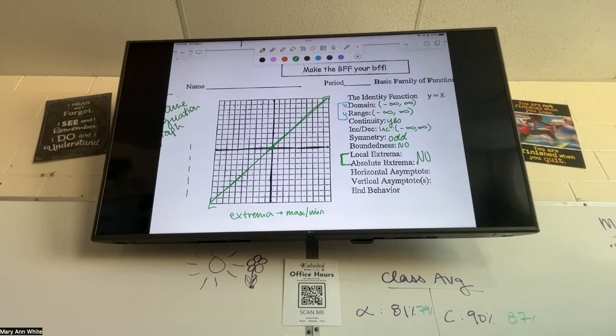Okay, those only happen when we get really, really close to something, but we never touch it. There are only a handful of these BFF graphs that have asymptotes. This is not one of them because it just keeps going on and on and on forever. So this one has no asymptotes either.